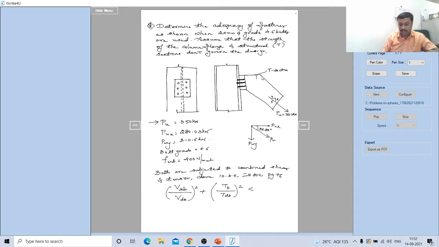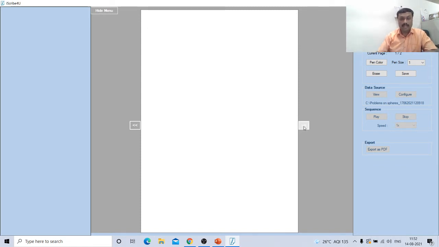square should be less than or equal to 1, where Vsb is the factored shear force acting on the bolt, Vdb is the design shear capacity of the bolt, which is given in clause 10.3.2, whereas Tb is the factored tensile force acting on the bolt, and Tdb will be the design tension capacity of the bolt, in clause 10.3.5. Okay, we'll calculate this now.